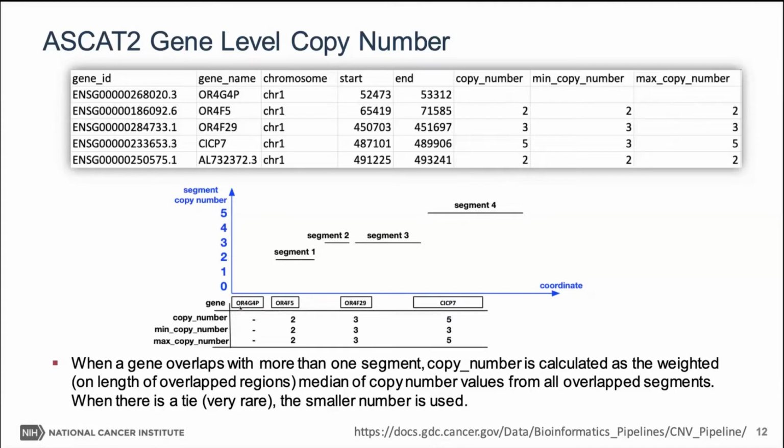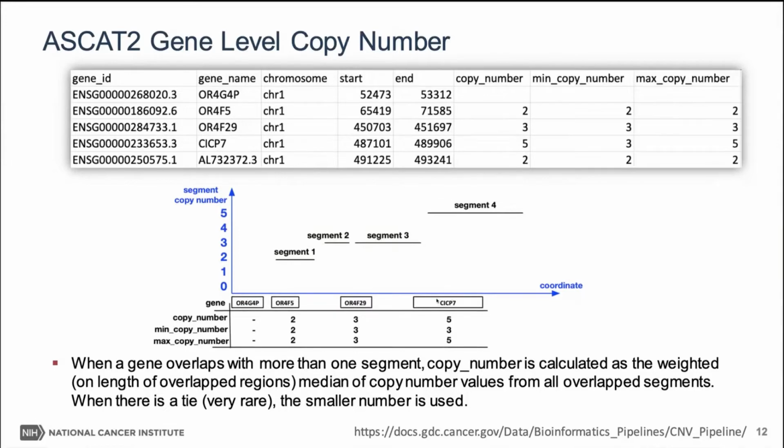I have labeled 4 genes, and there are 4 segments also derived from the ASCAT algorithm. So the first gene doesn't overlap with anything, so we don't know its status. We just keep it blank. That's the first row. The second gene overlaps with segment 1 completely, and it inherits the copy number of 2. The third gene overlaps with 2 segments. Both segments have a copy number of 3. So this gene has a copy number of 3.